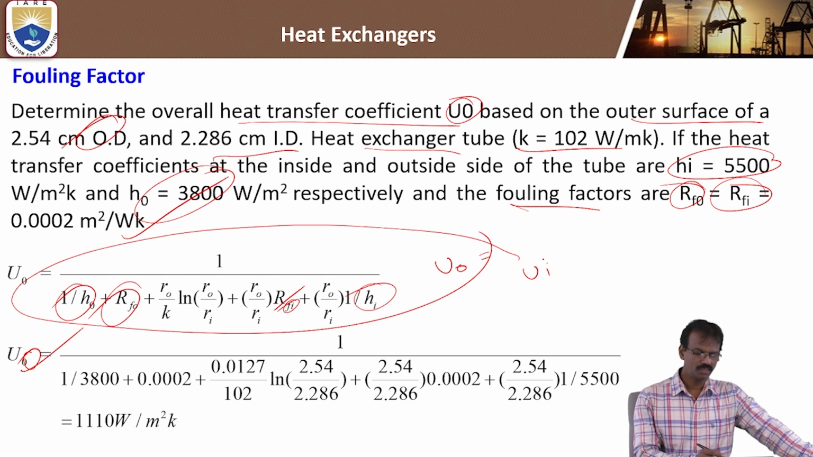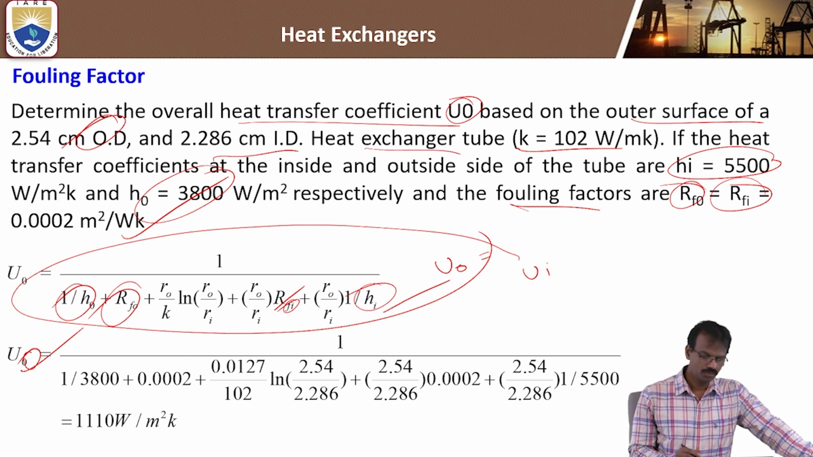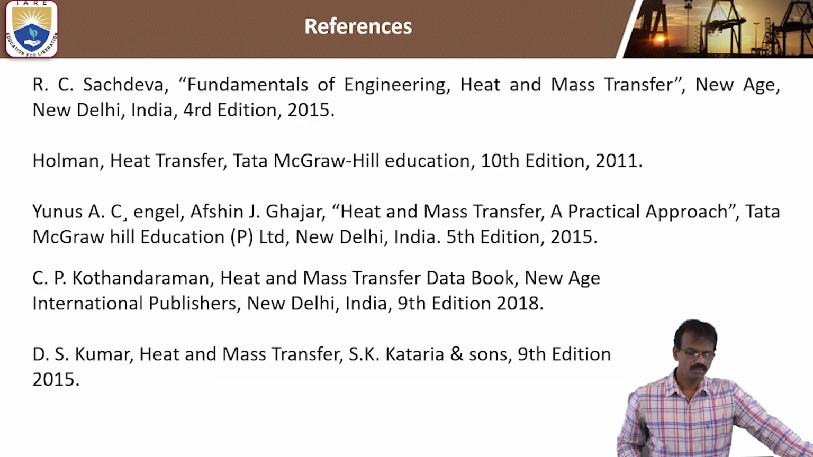The formula will be changed: 1 by hi, Rfi, ri by k into ln ri by r naught, ri by r naught into Rf naught, ri by r naught into 1 by h naught. So this is the formula. In this way, you can find out the overall heat transfer coefficient with respect to the inner surface also. So this is the value of the overall heat transfer coefficient with respect to the outer surface. These are the different textbooks you can prefer to solve different numericals.